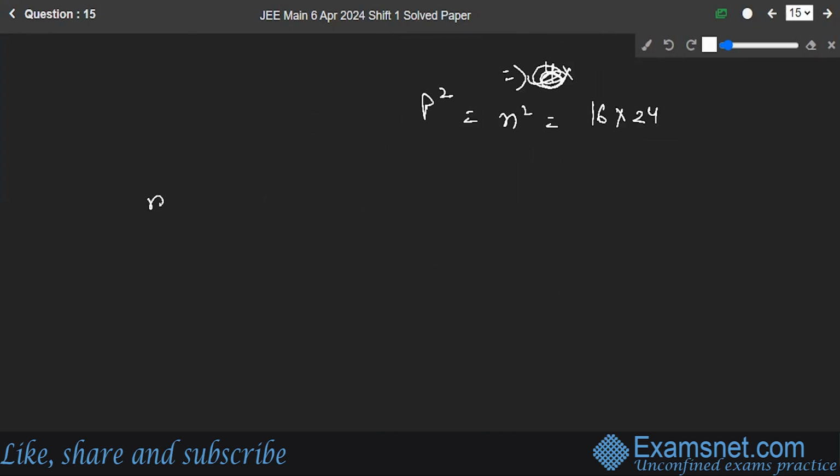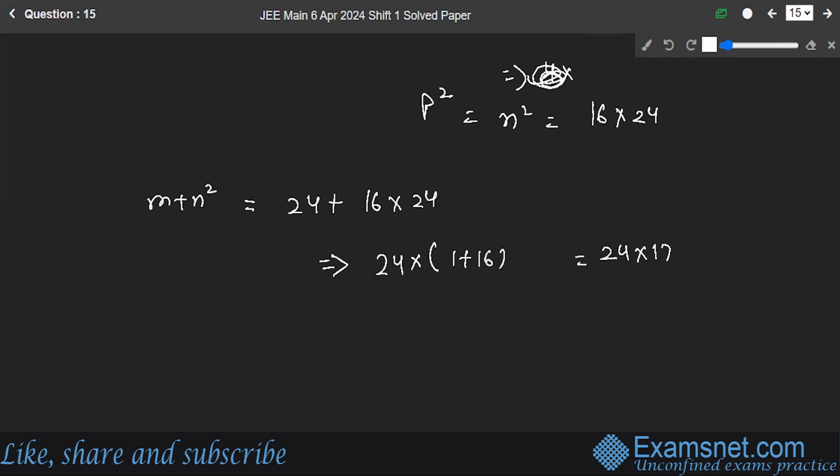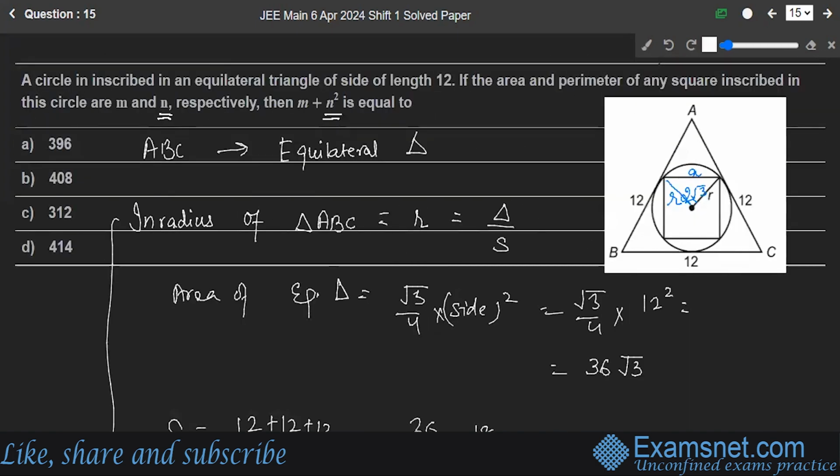So that means m plus n square is equal to 24 plus 16 into 24. So this is 24 into 17. That will give me 168, 24. So this is equal to 408. So this is the answer to the question, 408, option B. Hope you got that. Let's move to the next question.